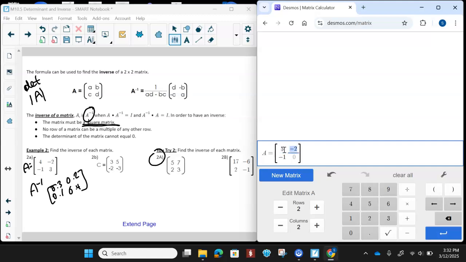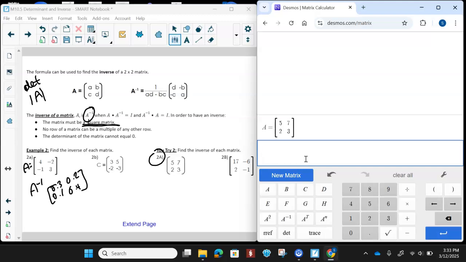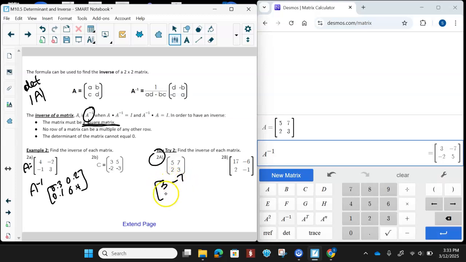I've got 5, 7, 2, and 3, right? That means to get the inverse of this matrix, I have to first use my A because that's my matrix label, and then -1. And there it is. That is our inverse. So the inverse here is 3, -7, -2, and 5. Now, what if I wanted to know the determinant? We would do 5 times 3, which is 15, minus 14, which is 1.